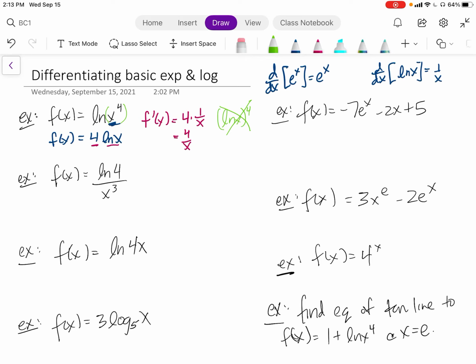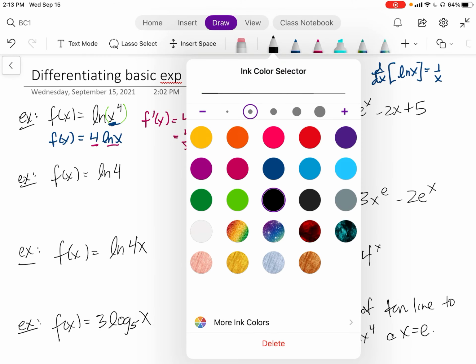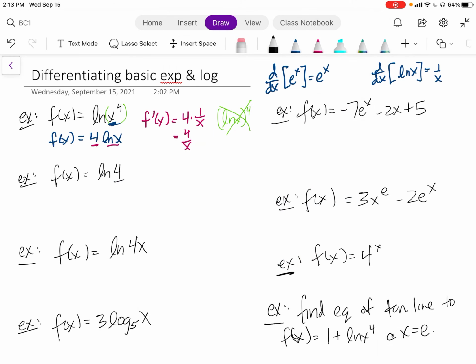This next example, natural log 4, and I apologize. I wrote that slightly incorrect because it should be 4 over x cubed. I think I was just writing in a hurry there. So otherwise it wouldn't work. It's 4 over x to the third. Okay.